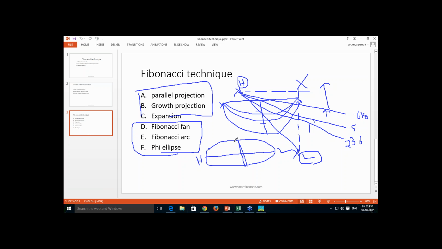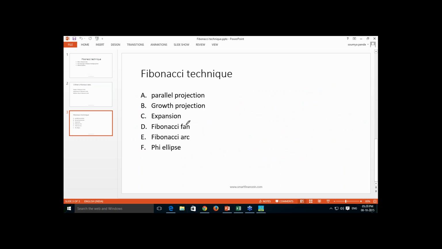They say that whenever the price moves in this ellipse, any of the lines forming this ellipse we can consider as important supports and resistances. So these are the three patterns of Fibonacci. But this is only if you have a tool you can utilize; without that you cannot utilize it. Now coming to the numerical methods of Fibonacci. It has parallel projection, growth projection, expansion and retracement. Four things are there.